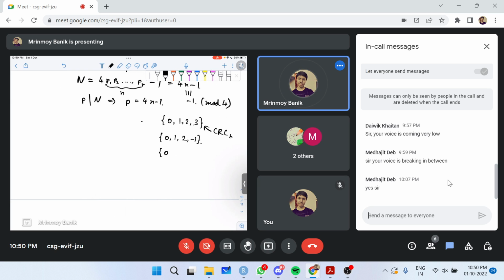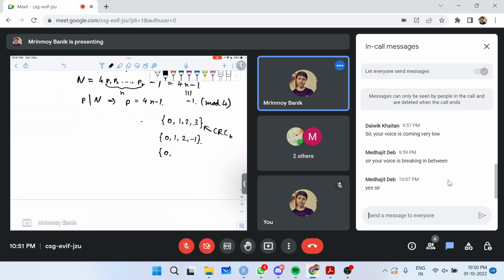Let's start with 0. 0 multiplied with itself gives 0, multiplied with 1 gives 0, multiplied with 2 gives 0, and multiplied with minus 1 also gives 0. So 0 always gives 0 when multiplied with anything else. Then for 1, we get the whole set again.